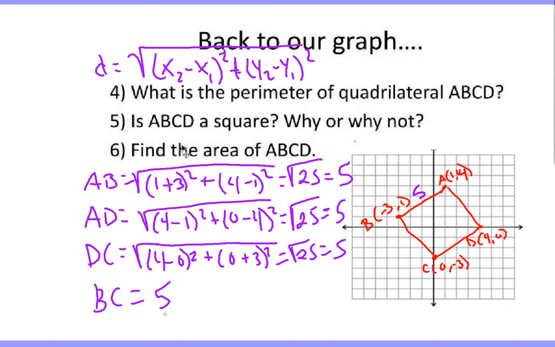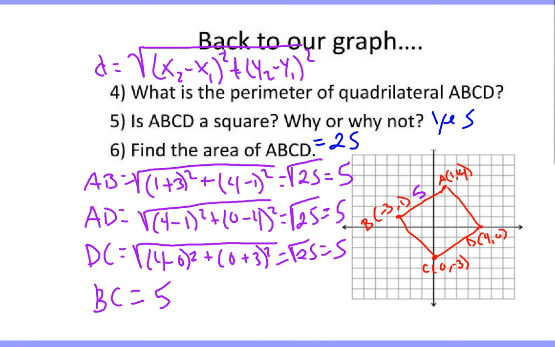So if you want to find the area of this, don't forget area for a square is side squared. So our area would be, let me change colors, would end up being, of course, 25. And there was our answer, yes, to is it a square?